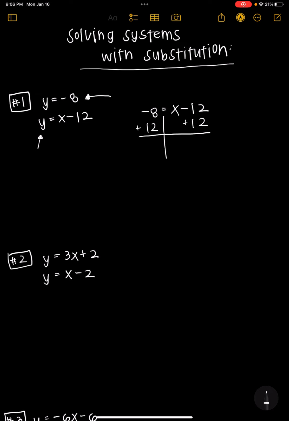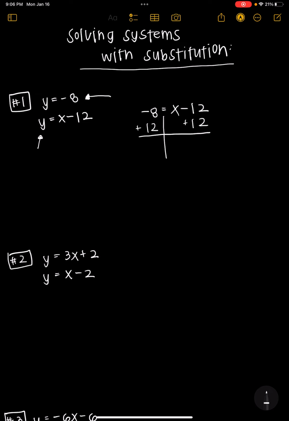All right, so what if it's not that easy? What if they don't actually give you one of the solutions? It's still pretty easy. For the second example, we have y is equal to 3x plus 2 and y is equal to x minus 2.